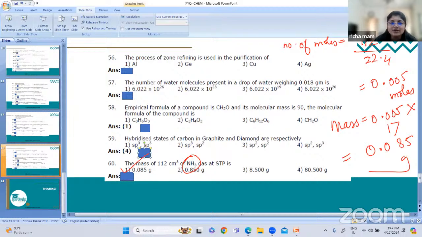Yes, option number 1. Yes, Kamshi Krishna has got it correct. Very good. So what all have we done now in the steps? Yes, Mehak has also answered it. First we calculated the number of moles: given volume upon the standard volume at standard temperature and pressure, which is 22.4. So you get the number of moles. Then the mass of ammonia can be calculated by number of moles into molar mass.